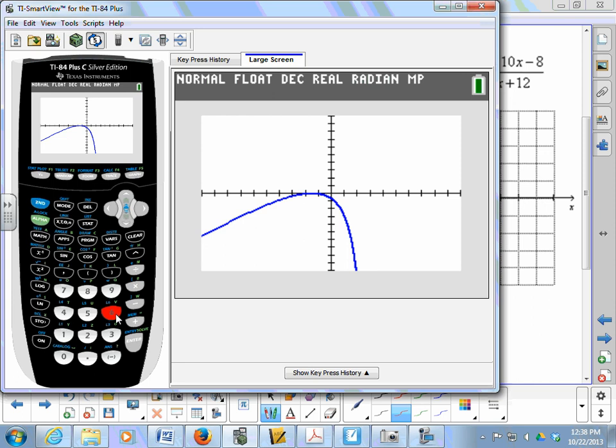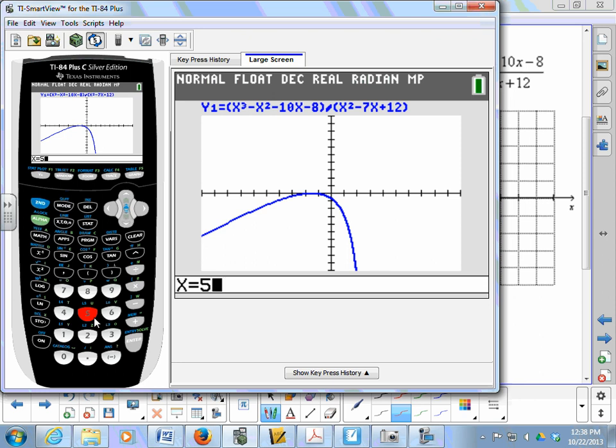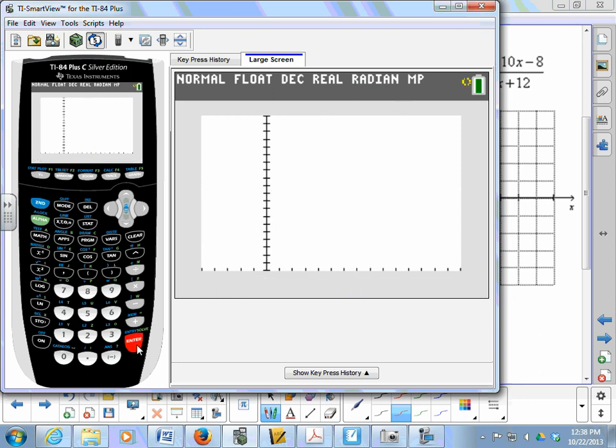I need to change my window. Now, I can actually trace here to help myself out. If I hit trace and type in some number, let's say 5, something to the right of my asymptote, I get 21. Wow, I have no idea what it just did. Hey, look at that. I wonder what I did to make it do that. I must have hit enter twice. So we can see that it's there.